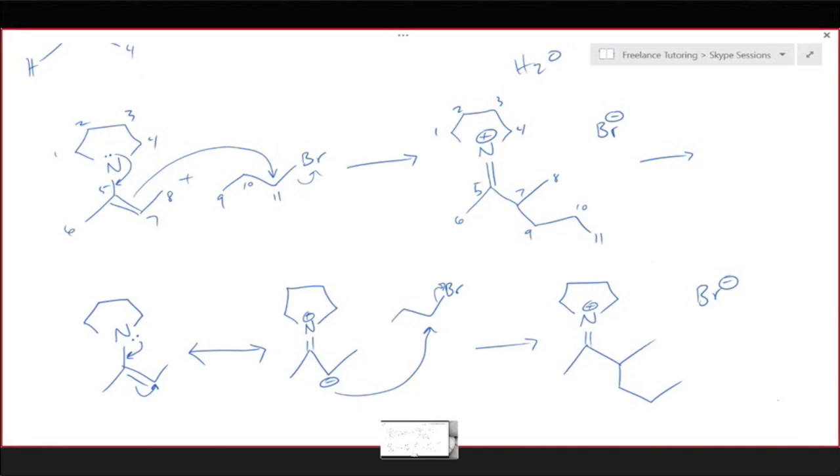The first picture is the way this is usually done. But at first, it's good to look at the second picture because it explains the reactivity. The second picture explains why carbon 7 is nucleophilic, because it has a negative charge in that resonance structure.